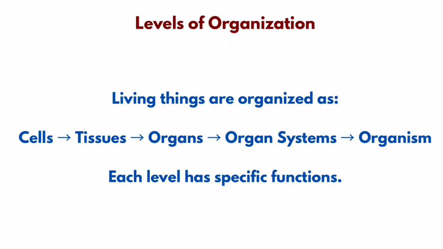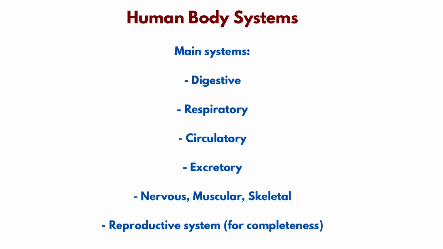Let's understand how living things are organized: as cells, then tissues, then organs, then organ systems, then organisms. Each level has its own specific functions. Now we will talk about the human body systems. Mainly the human body systems are divided into the digestive system, respiratory system, circulatory system, excretory system, nervous system, muscular and skeletal system, and reproductive system.